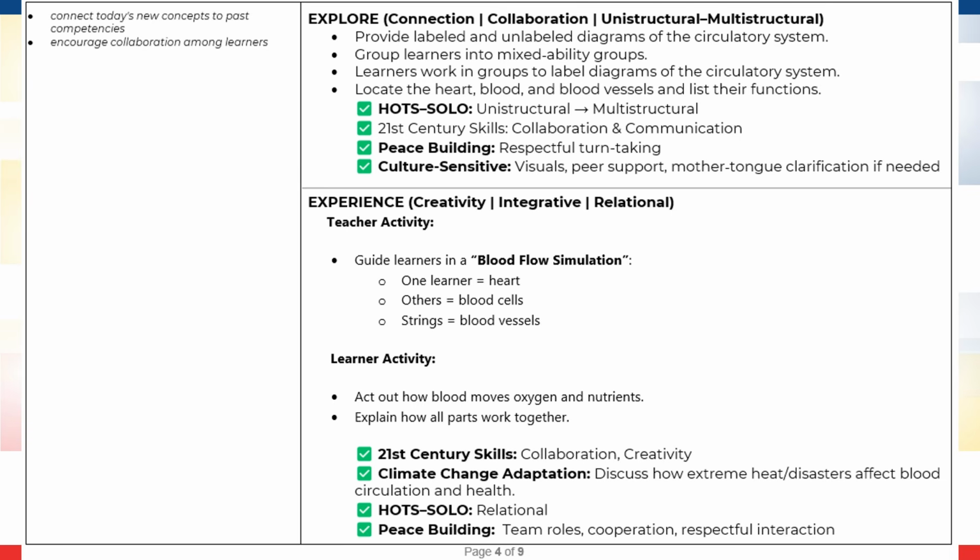Then under experience, the teacher will guide the learners in a blood flow simulation, where one learner will be acting as a heart, the others will act as blood cells, and the strings will act as blood vessels. So the learner activity, they will act out how the blood moves oxygen and nutrients, and they will explain how the parts work together.